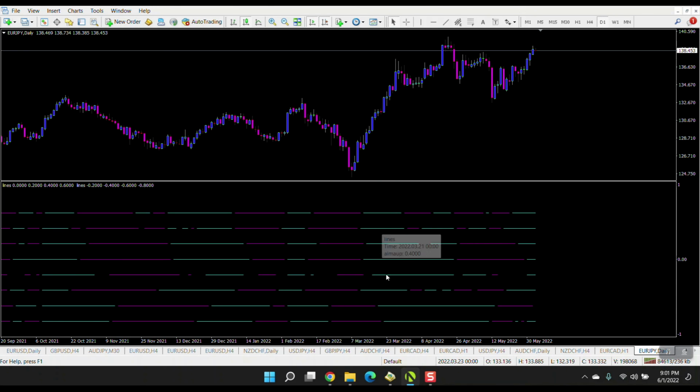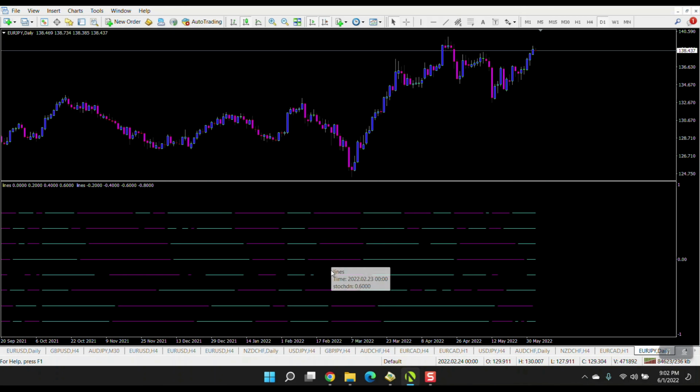All 8 are aqua. Do you really want to be selling right there? I don't think so. Not me. I would rather be buying. Look right here. All except for that one. There is no aquas is another way of saying it.